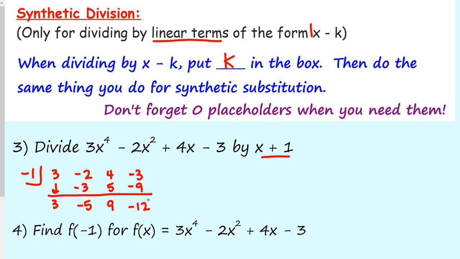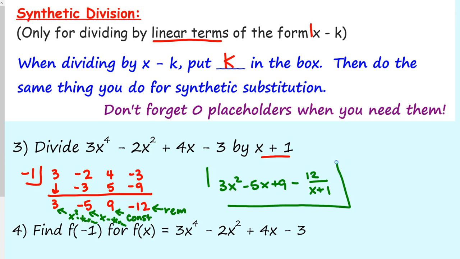Now, in this context, we weren't asked for a function value, we were asked for the quotient that we get when we divide. So what we need to know is that this number is the remainder, this number is the constant, this number is the coefficient on the x term, and this number is the coefficient on the x squared term. So that means we have 3x squared minus 5x plus 9 minus 12 over x plus 1. That would be our answer if it was simply a division problem.